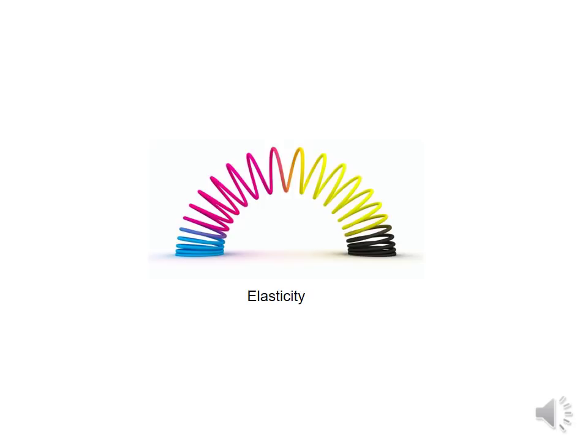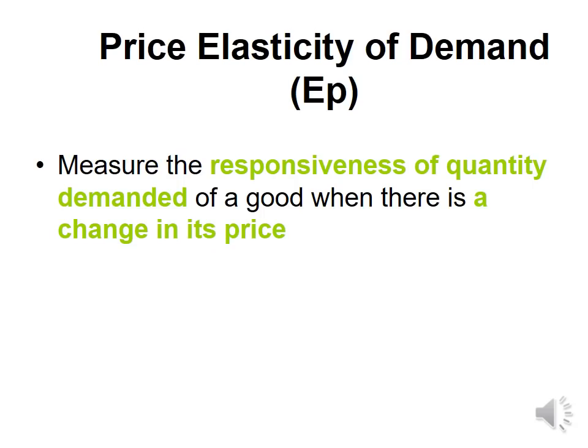Right, let's start. Now the first type of elasticity that we will study is price elasticity. Price elasticity, we call it EP. E for elasticity, P for price. It's used to measure the responsiveness of quantity demanded of a good when there's a change in its price. Now, we call it the law of demand, like what I said earlier. When something is expensive, consumers buy less. When something is cheaper, they buy more. How much more or how much less is what price elasticity will tell us.